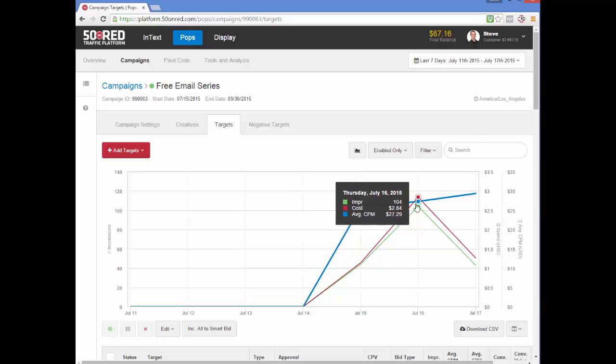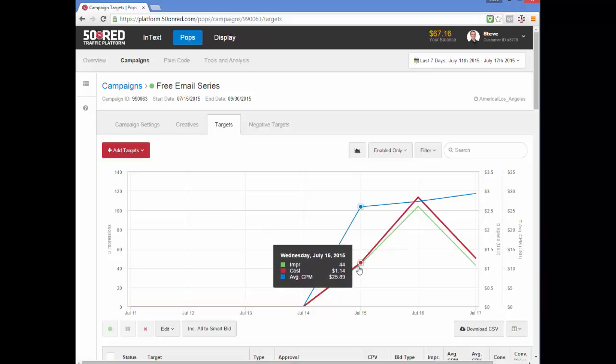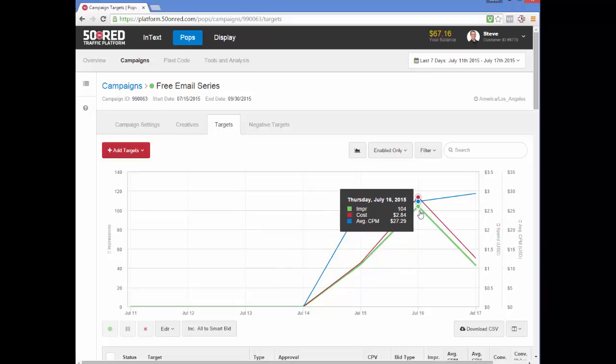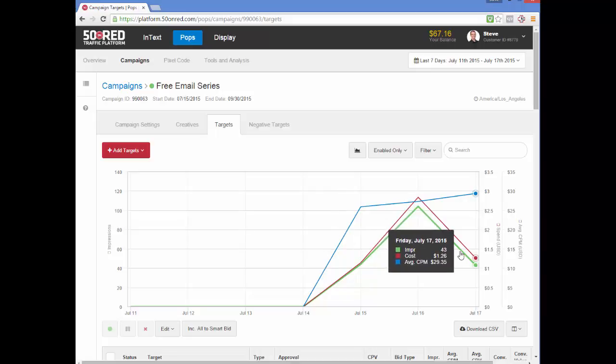It gives us our chart. On the chart here, it nicely color coordinates and shows what we've got. The green is the number of impressions. The red is our cost for this campaign and the average cost per 1,000 impressions. So we can see we start on July 15th, had 44 impressions that day, just over $1. Yesterday we had 104 impressions, almost $3, $2.84. And today, so far, we've had 43 impressions at a cost of $1.26.